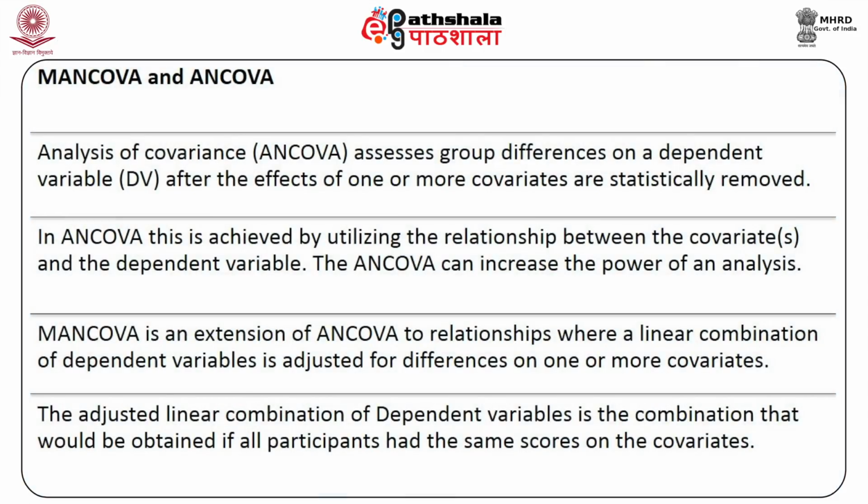MANCOVA and ANCOVA. Analysis of covariance assesses the group differences on a dependent variable after the effects of one or more covariates are statistically removed. In ANCOVA, this is achieved by utilizing the relationship between the covariates and the dependent variable. ANCOVA can increase the power of an analysis. We all know that. MANCOVA does the same and is an extension of ANCOVA also. It studies the relationship where a linear combination of dependent variables is adjusted for differences on one or more covariates. The adjusted linear combination of the dependent variables is the combination that would be obtained if all participants had the same scores on the covariates.